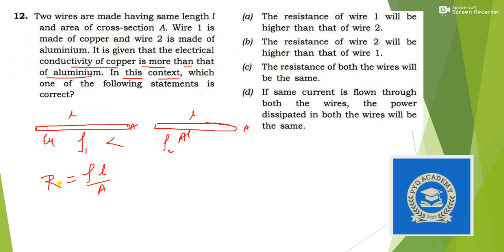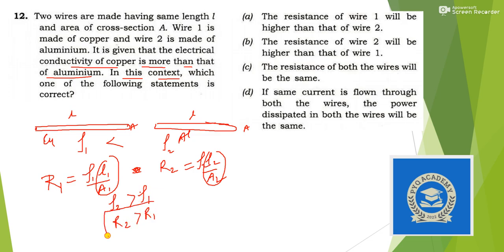So let's take R1 equals rho 1 L1 by A1. Similarly, R2 equals rho 2 L2 by A2. Now this quantity is same for both. Now the resistance will depend upon this rho. Since rho 2 is greater than rho 1, that means R2 will be greater than R1. That means resistance of wire 2 will be more than resistance of wire 1.